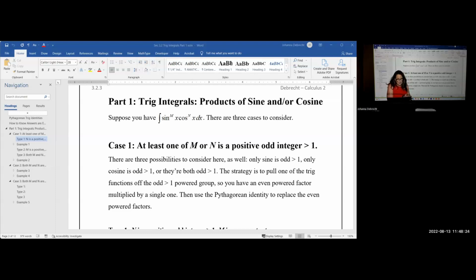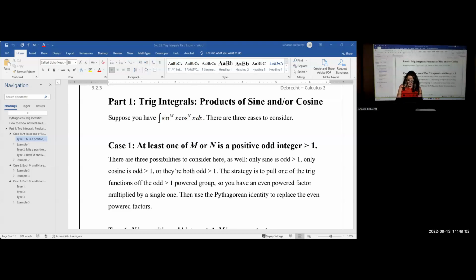Now, when we're looking at part 1, we have trig integrals, products of sine and cosine. Part 2 is going to be the products of secant and tangent. So we have sine to some power of x, cosine to some power of x. Notice that the arguments to the trig functions are identical. They're the same. If it's sine to the fifth power of 2x, then the argument to cosine also needs to be 2x, not something different like 3x or 5x or 11x or even x. They need to have the same argument. We will talk briefly about what to do if they don't. That would be in case 3.